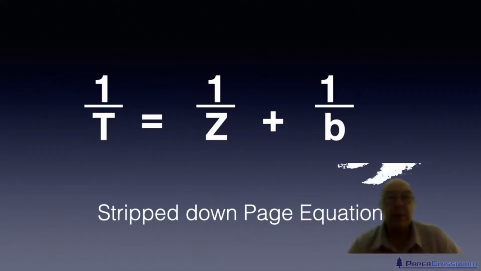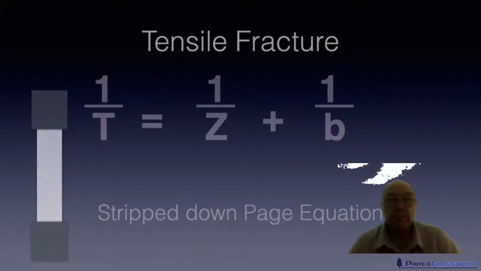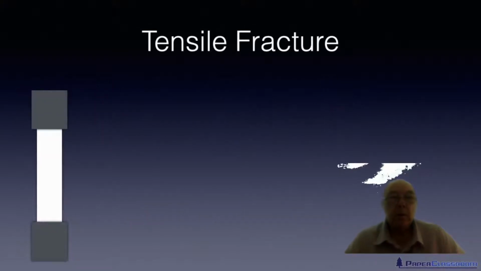So this is my stripped down version of the Page equation. Now, what Derek Page did was eventually come up with this Page equation, and you may have heard me use the word hornification. He was the guy that coined the word hornification, and he was a genius. There's no 2 ways about it. And it all started off when he was putting bits of paper in a tensile tester and measuring the tensile strength.